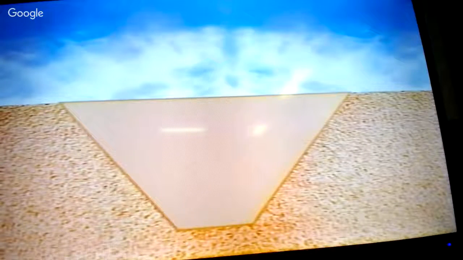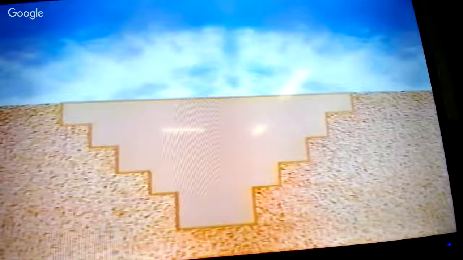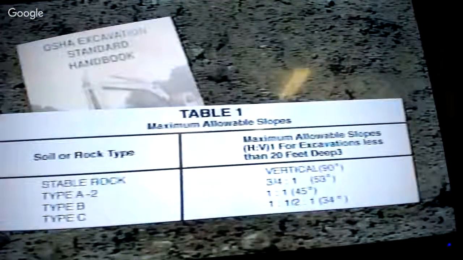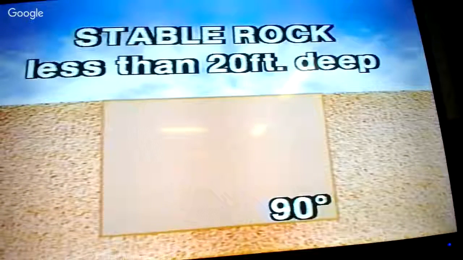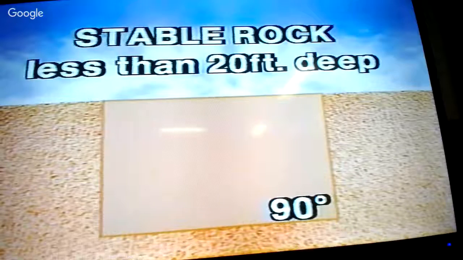Using the sloping method, the sides of the trench are angled away from the excavation in order to prevent a cave-in. Benching uses a series of horizontal levels or steps to keep the wall of the excavation stable. The angle formed by the steps is determined by the soil type. Table 1 in the OSHA Excavation Standard Handbook lists the maximum allowable slopes for all soil classifications. In a stable rock excavation that is less than 20 feet deep, the maximum allowable slope is 90 degrees or vertical.